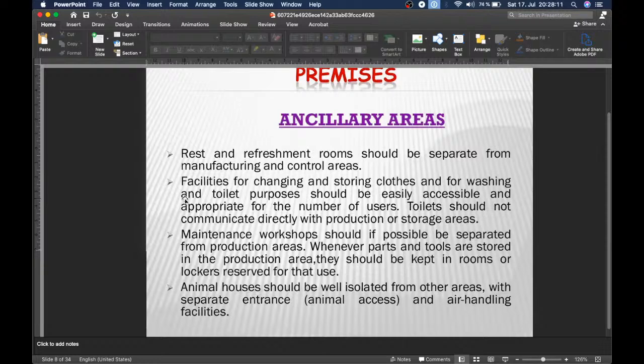our things also then. So facilities for changing and storing clothes, for washing and toilet purposes should be easily accessible, appropriate for the number of users. Toilets should not be communicated directly with production or storage areas. Yeah, this is the hygienic part for the employees who come up and change their clothes. There should be a separate room for that, for washing themselves, cleaning themselves, the hygienic part. So everything has to be maintained properly.